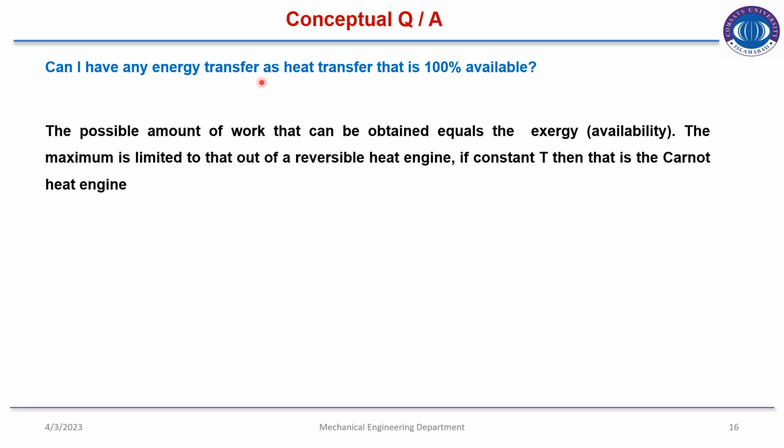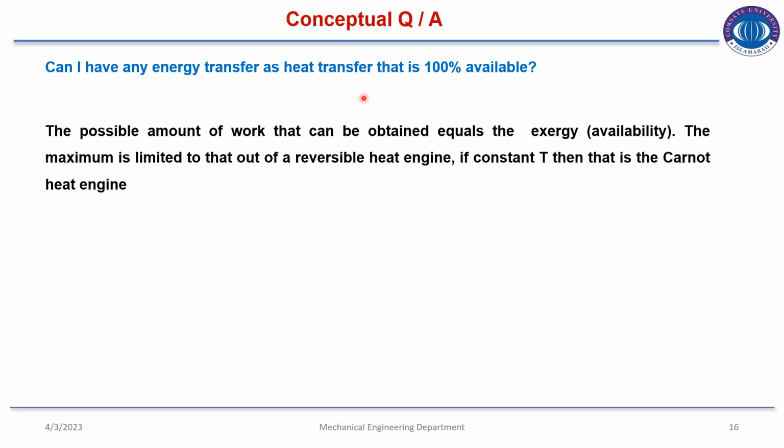Can we have any energy transfer as heat transfer that is 100% available? The possible amount of work that can be obtained is equal to exergy or availability. As you know, exergy is the maximum amount of work that can be obtained. If we have a reversible heat engine and an actual heat engine, then the maximum amount of work that can be produced by a reversible heat engine is the amount of exergy or availability that we can achieve from any system.